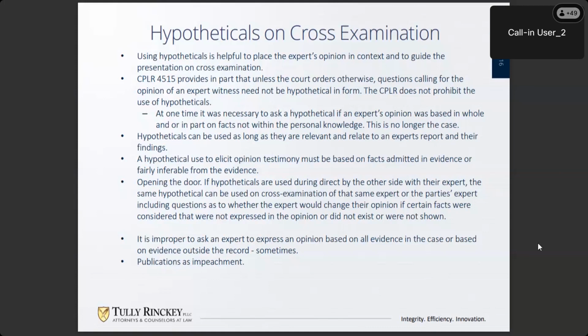And this also applies to publications. On cross-examination, a publication the expert claimed that he relied on, if established as authoritative, can be used for impeachment and read during cross-examination to show the publication doesn't support the expert's opinion, it's contrary or inconsistent, or it relied on evidence that substantially differs from that in dispute, or that the evidence differs from the evidence the expert relied on or concerns a different subject matter.